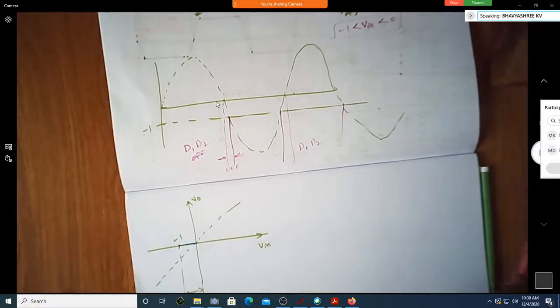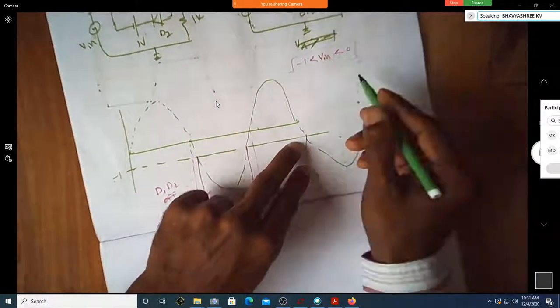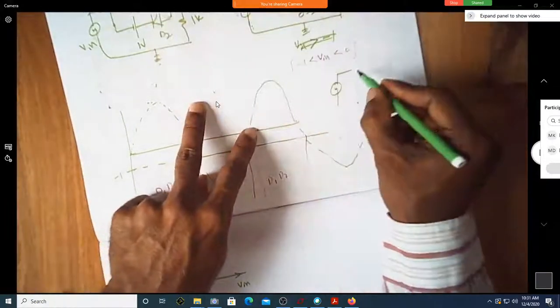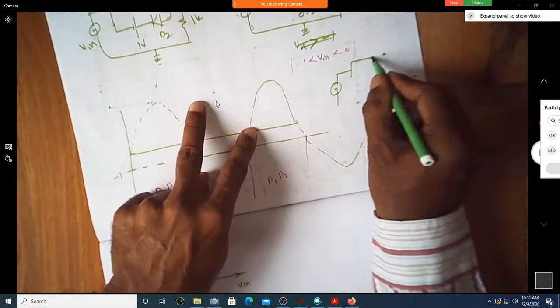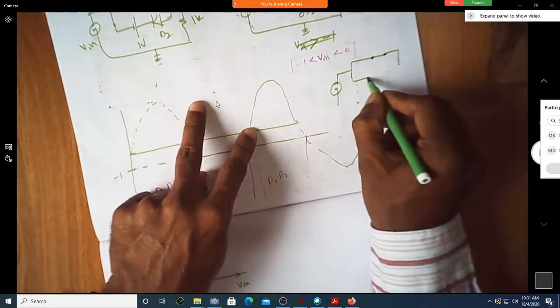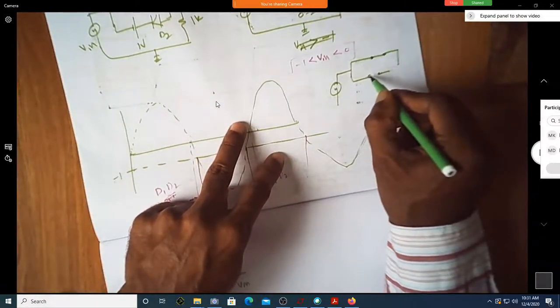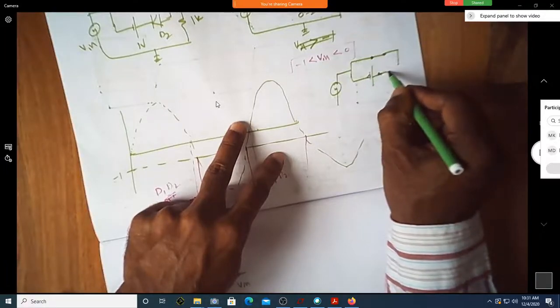Then anything above 0 here, is the diode D1 on? Yes, sir. D1 on, D2 off. For that, what is the equivalent circuit? Shall I write the equivalent circuit for that? Because D1 is above 1, this is now short circuited. This is still open. I will write the battery here. This is now open.